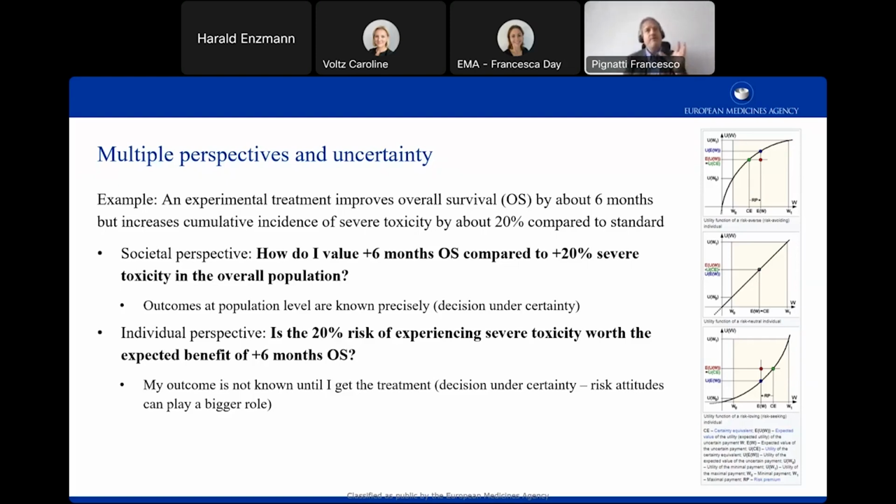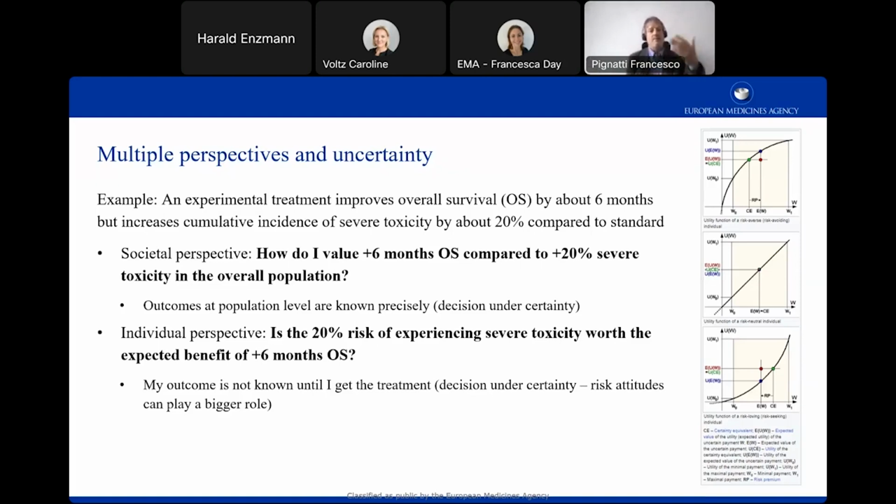But if you do the same benefit risk assessment from an individual patient perspective, it's quite a different proposition. Because, for example, if the drug causes a 20% increase in severe toxicity, from a population level, you know that 20% will suffer this effect. But if you're the patient who's going to have to take the drug, you might think, well, I'm perhaps one of the lucky ones who will not experience this side effect.